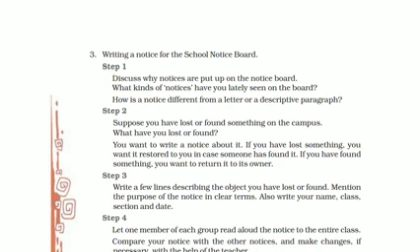Second one: suppose you have lost or found something on the campus. What have you lost or found? You want to write a notice about it. If you have lost something, you want it restored to you in case someone has found it. If you have found something, you want to return it to its owner. You might have seen this type of notices. Somewhere an amount was lost, and if anybody found it, please report here. Or found an amount on the road, who is the owner, you can contact us. Like that, notices you can see.